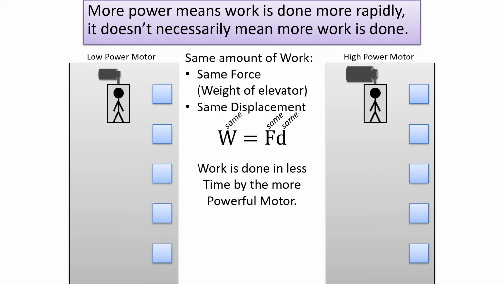Work is done in less time by the more powerful motor. All right, so you have that. If the time is less, that means the power is more. It's an inverse relationship. All right.